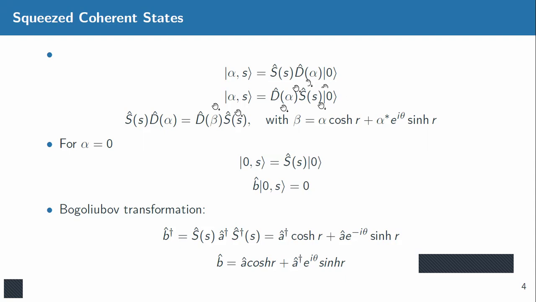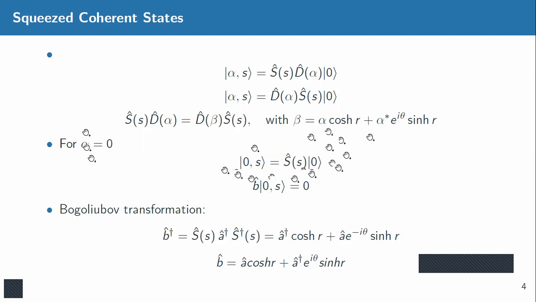We know that the two operators do not commute with each other. So we can write it in another form, first applying the displacement operator, then the squeezing operator, by using the unitary property of the squeezing operator. Here beta is different from alpha, and it is related to alpha by this relation, which will be very helpful in the later discussion. If there is no displacement, we end up with the squeezed vacuum state. With no displacement we have the vacuum state, and if we apply the squeezing operator on it, we end up with a squeezed vacuum state.